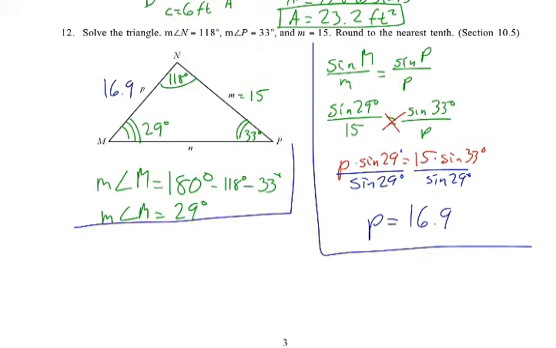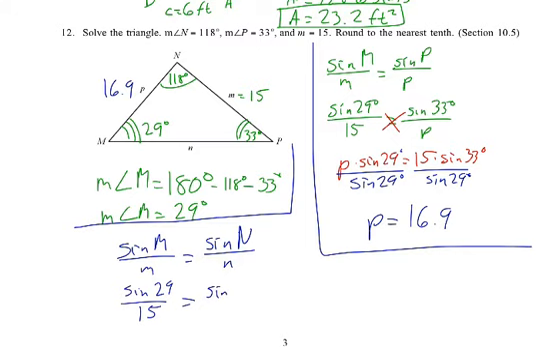We already did this part. Now to find side N, we're going to do the same thing. We're going to use angles M and N because we know those exactly. So sine of M over side length M equals the sine of angle N over side length little n. Again, plugging in what we know. So we have the sine of 29 degrees over 15 equals the sine of angle N, which was 118 degrees, over, we don't know what side length N is.